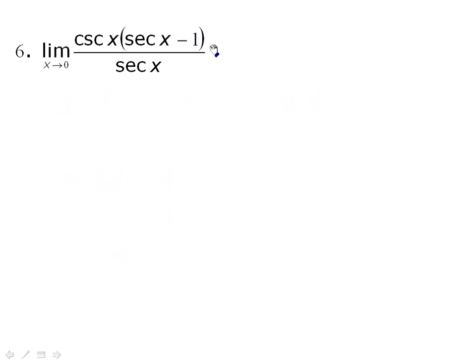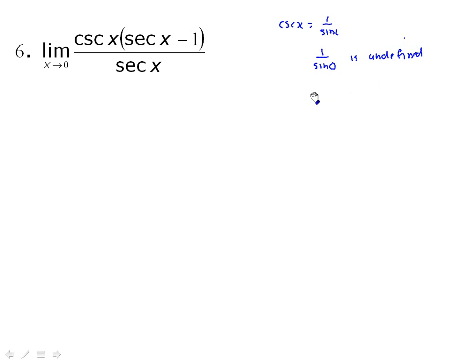Number 6, cosecant theta times secant theta minus 1 over secant. This is an interesting one because when you do substitute in, you run into not the 0 over 0 problem, but you run into the undefined problem because cosecant x is equal to 1 over sine x. So therefore, as x approaches 0, 1 over sine 0 is undefined. So it's not a case of us getting 0 over 0. It's a case of us having an undefined numerator.